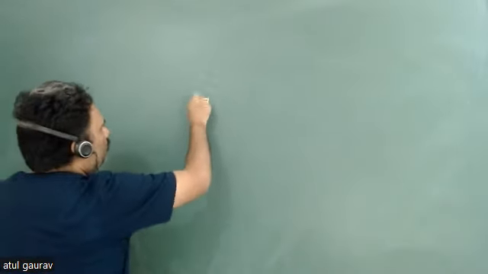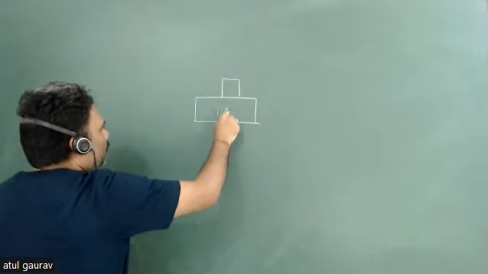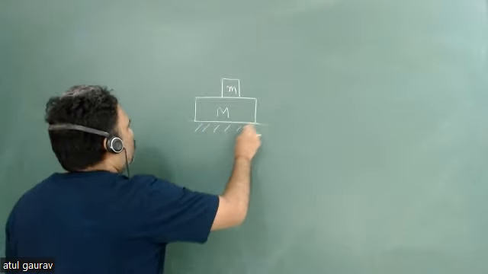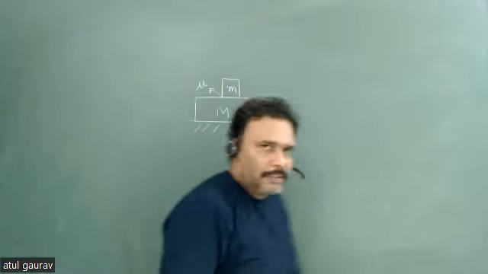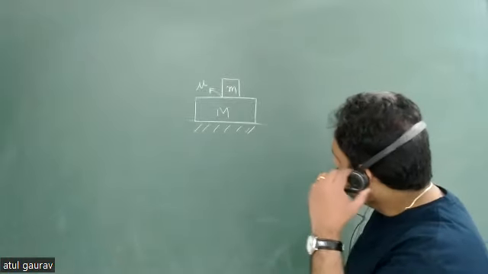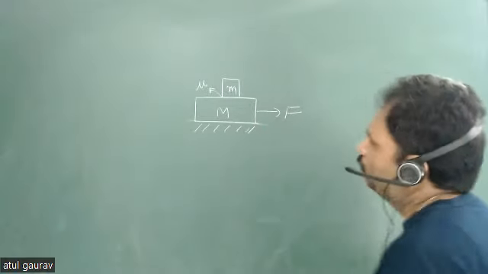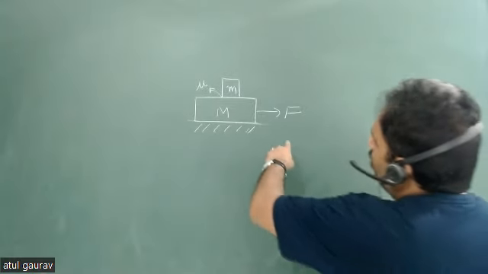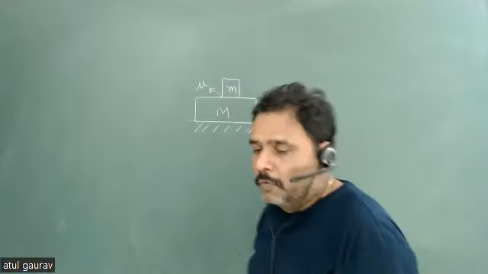So what you have is one plank, and there is another mass, let's say it is capital M, and this is small m. This surface is frictionless, but between the two masses there is a coefficient of static friction mu. You are applying the force on the lower mass. What will be the maximum force F such that these two blocks move together?